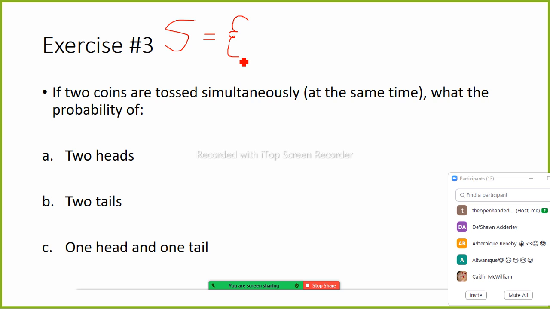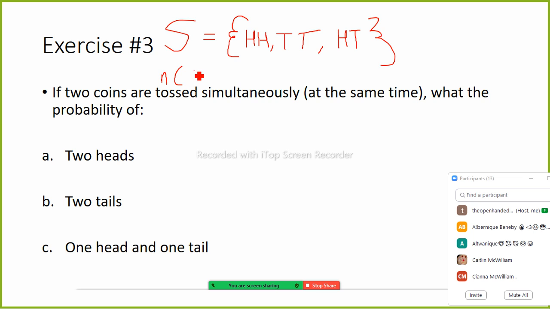2 coins are tossed simultaneously. Heads and tails. Well, 2 heads, 2 tails. So, 2 tails and 1 head, 1 tail. That's 6.